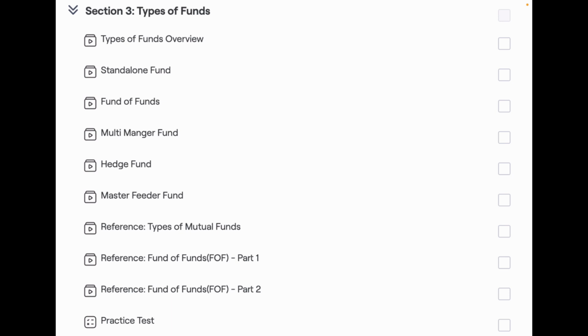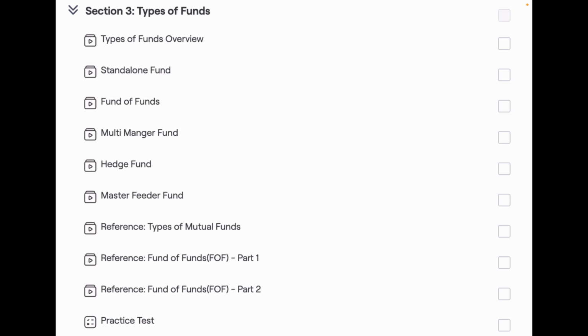In this section, we will look at various types of funds. Now, this is a vast topic as funds can be versatile. So, in this section, I have taken the few important funds that we generally come across frequently. This will help you to understand the different fund structure. We are covering standalone fund, fund of fund, multi-manager fund, hedge fund, master feeder funds, etc.